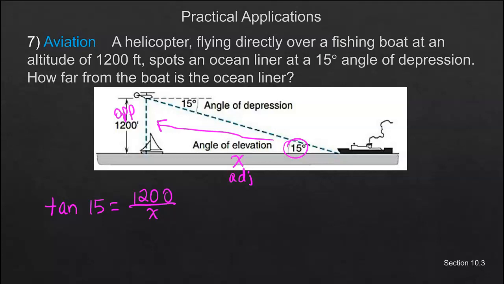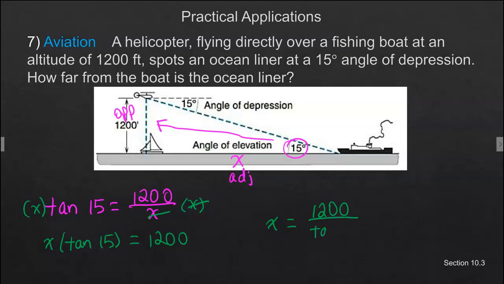So we multiply by x on both sides. So x times the tangent of 15 equals 1200. Right, because we cancel that out. So basically, to solve for this, we divide 1200 by the tangent of 15. So x equals 1200. That is feet divided by the tangent of 15.